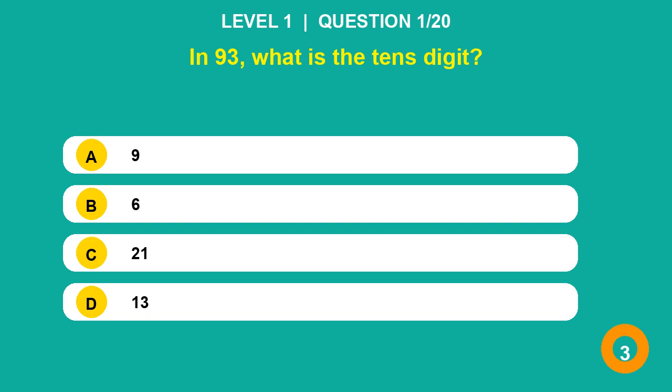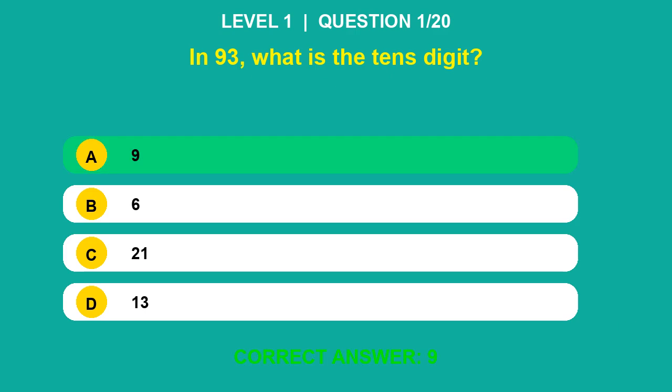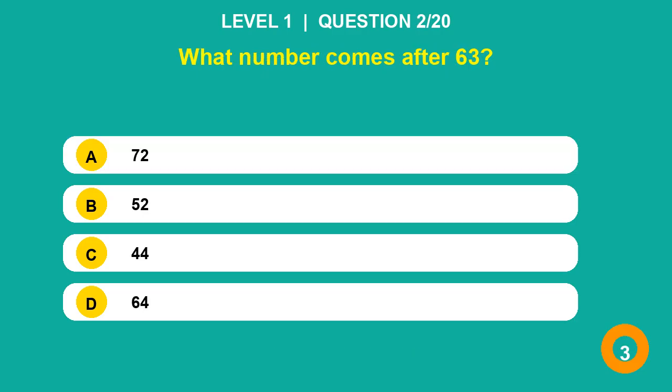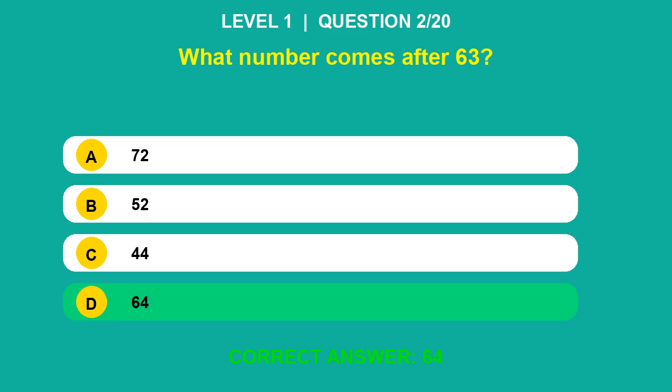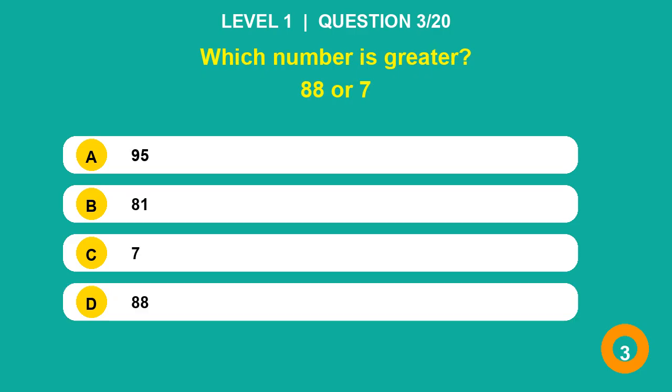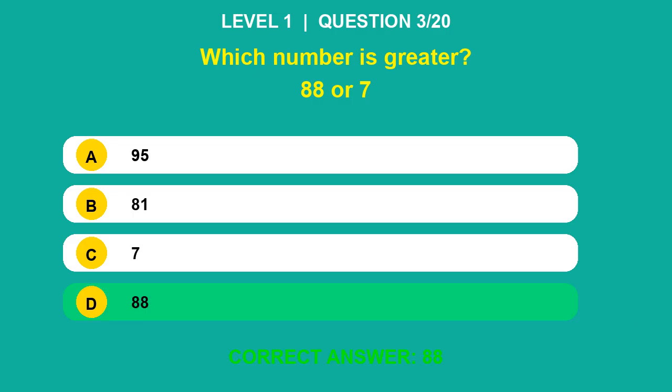In 93, what is the tens digit? Answer is 9. What number comes after 63? Answer is 64. Which number is greater? 88 or 7? Answer is 88.